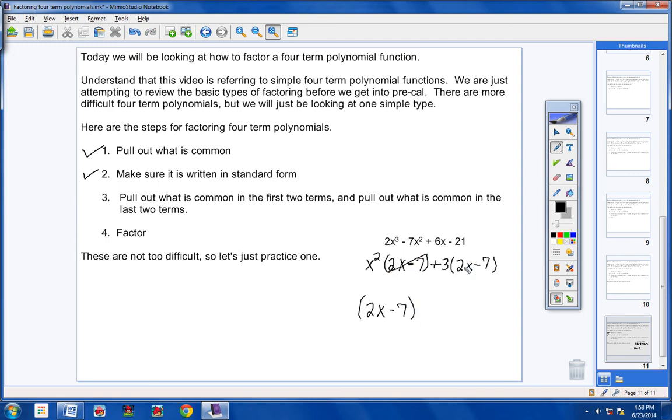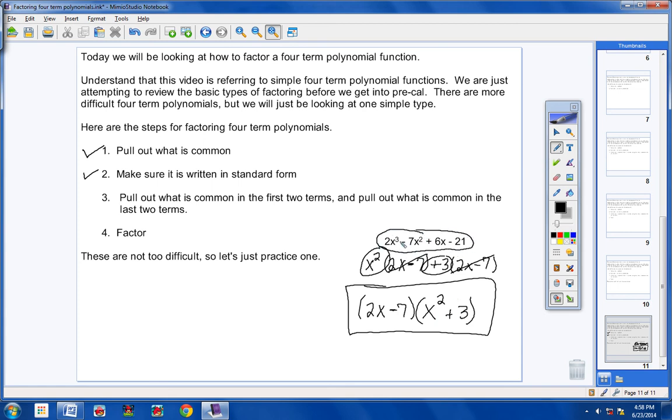Okay, cross those off, and then in my other parentheses, I'm going to write down what I pulled out here, x squared, and what I pulled out here, positive 3. And so in this parentheses I would have x squared plus 3. Now I'm not going to take time and do this. You need to trust me on this. If you take your first parentheses, 2x minus 7, times your second parentheses, x squared plus 3, you will get out your original 4-term polynomial.